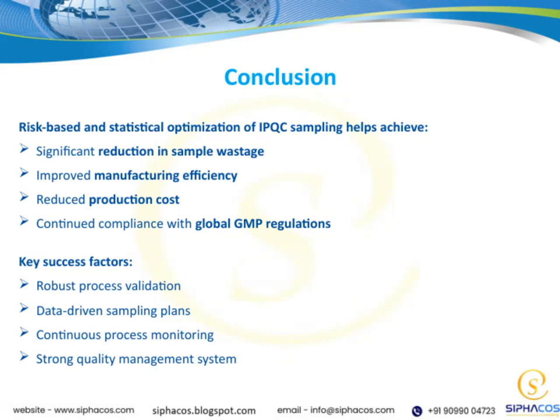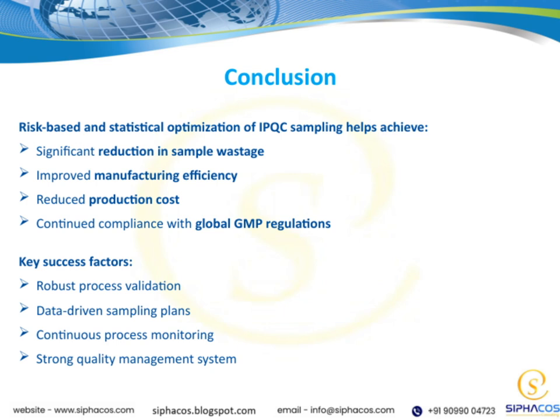So, in conclusion, implementing risk-based and statistical optimization of IPQC sampling really makes a difference. It helps us significantly reduce sample wastage, which not only cuts costs, but also minimizes unnecessary resource use. At the same time, it boosts manufacturing efficiency by making our processes more streamlined and focused. This approach also supports us in reducing overall production costs while ensuring we stay compliant with global GMP regulations, which is crucial for maintaining product quality and market access.